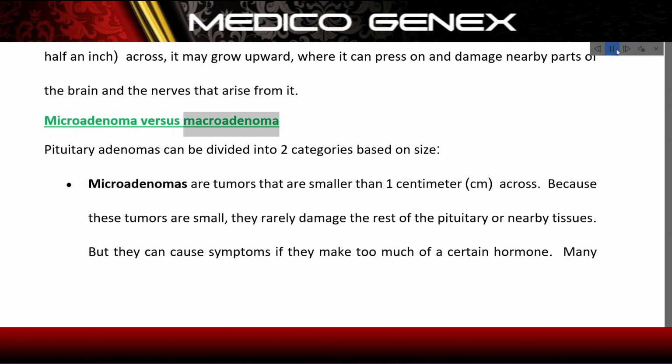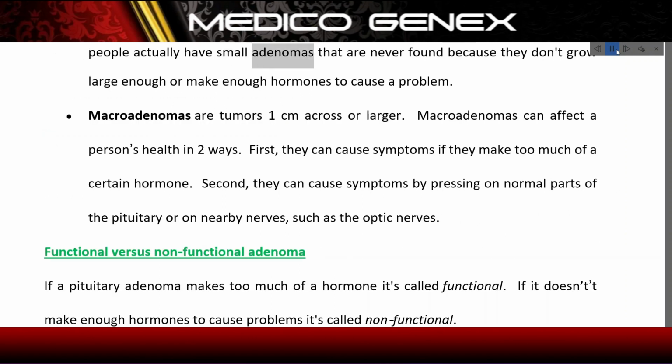Microadenoma versus macroadenoma. Pituitary adenomas can be divided into two categories based on size. Microadenomas are tumors that are smaller than 1 centimeter, cm, across. Because these tumors are small, they rarely damage the rest of the pituitary or nearby tissues. But they can cause symptoms if they make too much of a certain hormone. Many people actually have small adenomas that are never found because they don't grow large enough or make enough hormones to cause a problem. Macroadenomas are tumors 1 centimeter across or larger.